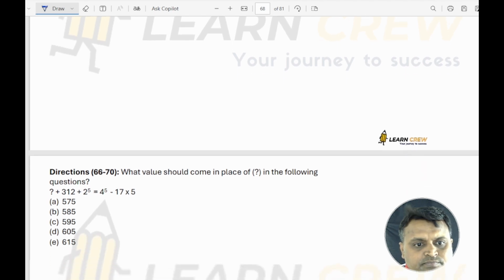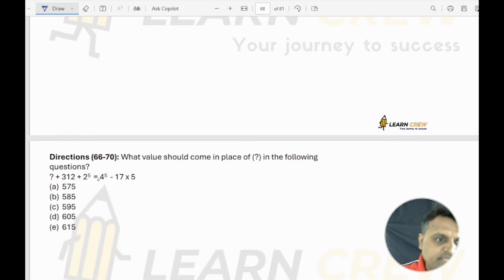Now, next. So see here, 2 power 5 is 32. 32 plus 312 is 344. 344, question mark, x has to be 4 power 5, which is 1024, minus 17 5s, which are 85. It is 344. If you see the last digit, 4 minus 4 cancel. 10 minus 5 is 5. Everywhere you have 5 only.